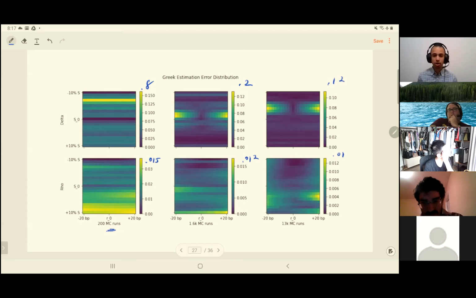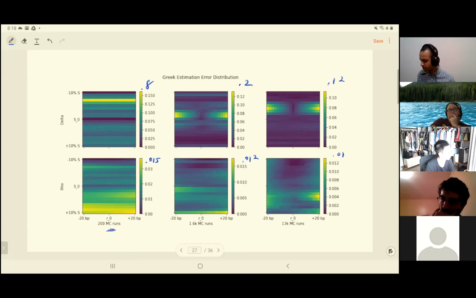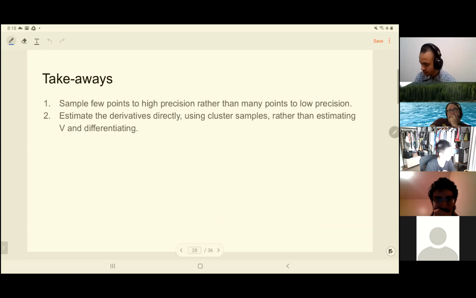And unfortunately, what we see is that rho is actually not substantially better. I mean, granted, we were starting at like a 1, 2, 3% error just to begin with, even with 200 Monte Carlo runs. But you see that the error is a little bit less, it's less correlated. It doesn't have that same sort of distribution to it, but it's not substantially better. However, I think that on the whole, especially given these vast improvements at delta, especially when we're looking at the smaller amount of computation time, I think that this is generally a success. So our second takeaway is: estimate the right thing, do the derivatives using these cluster samples, rather than estimating v and then differentiating, to do this calculus.